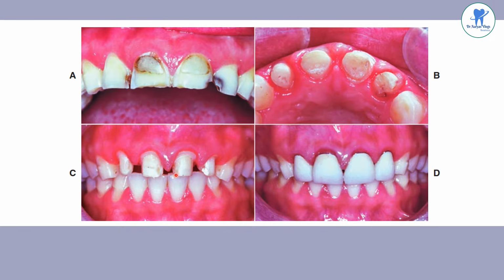And the restoration displays the metal collar also. Here, labially, the metal collar is displayed by the restoration. And the deep proximal margins have led to periodontal disease.